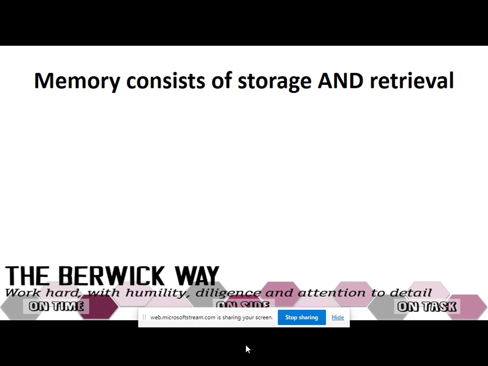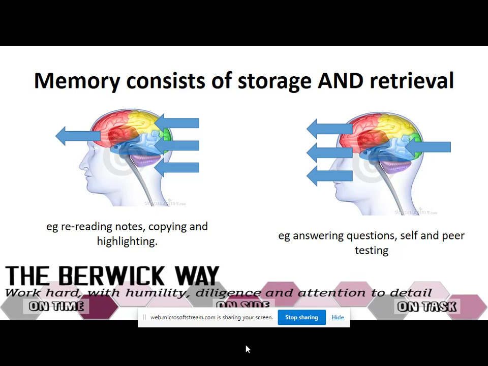Memory consists of storage and retrieval, and what we have in these two diagrams is how different information and knowledge goes in and how it's then retrieved. As you can see in one diagram, yes, by reading notes, copying and highlighting, a lot of information goes in, but the retrieval of that is less than if you were to use a more effective revision approach of answering questions, self and peer testing. More information is retrieved, more knowledge is reinforced and learned.